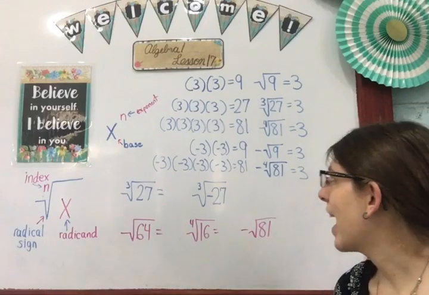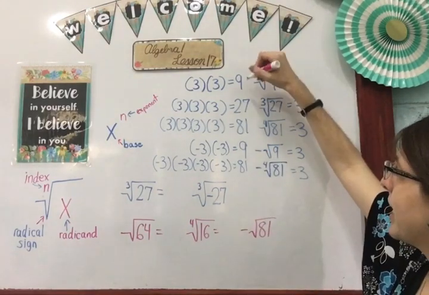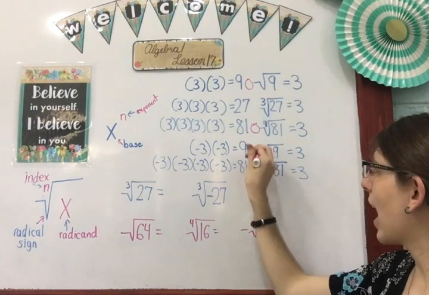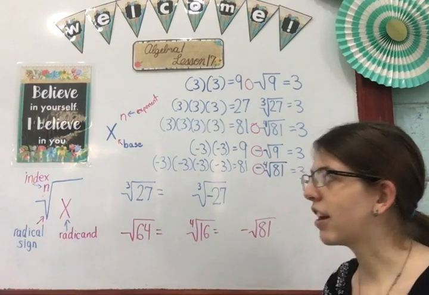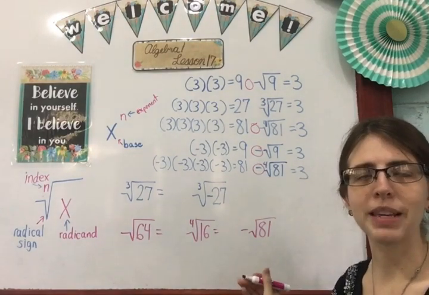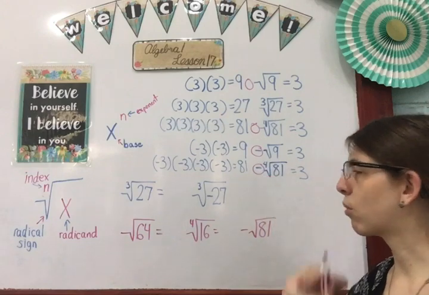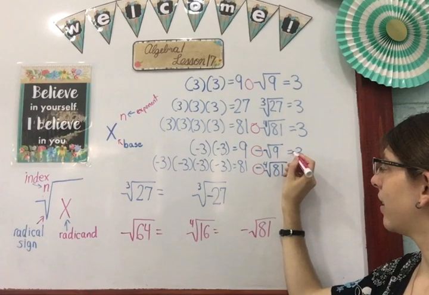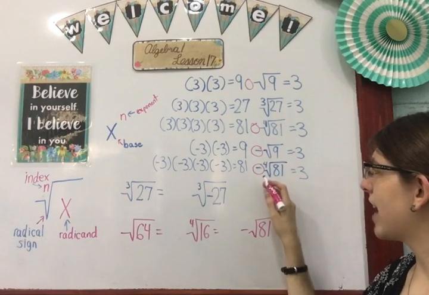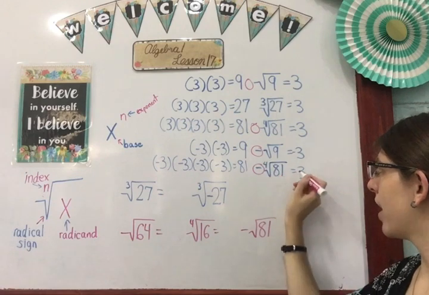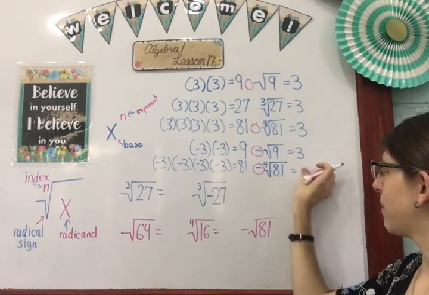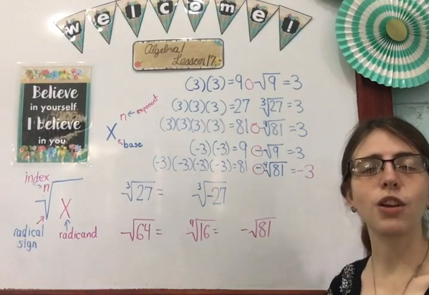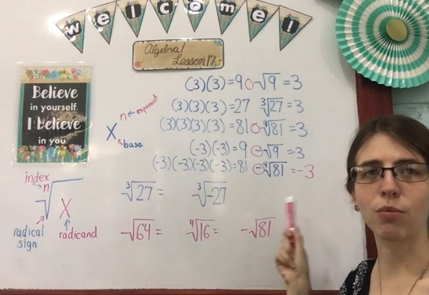Well, I use a negative sign to let me know. See, here I have nothing in front of it. It just is there. But here I have a negative sign in front of my radical sign. So that shows me that I'm looking for the negative root. So here the negative square root of 9 is negative 3. The negative fourth root of 81 is, let me erase that so I can make more room, negative 3. Okay? So you know based on the sign that's in front of your radical sign.